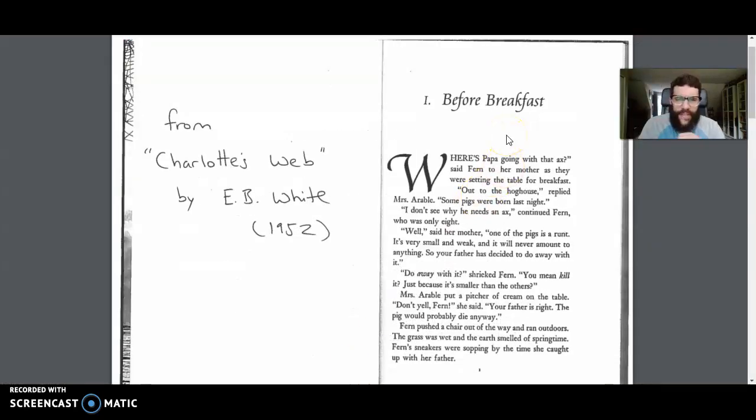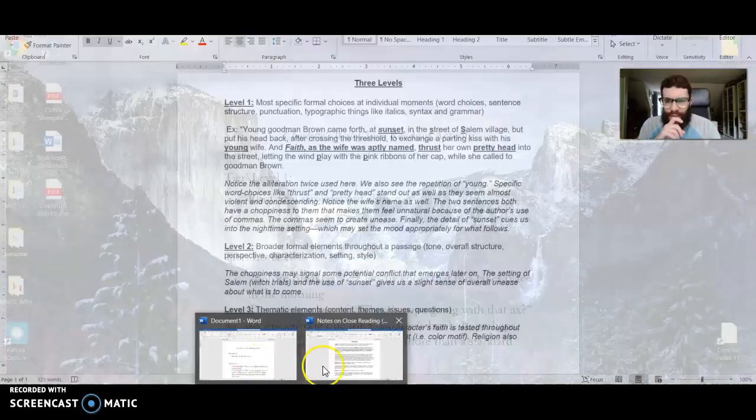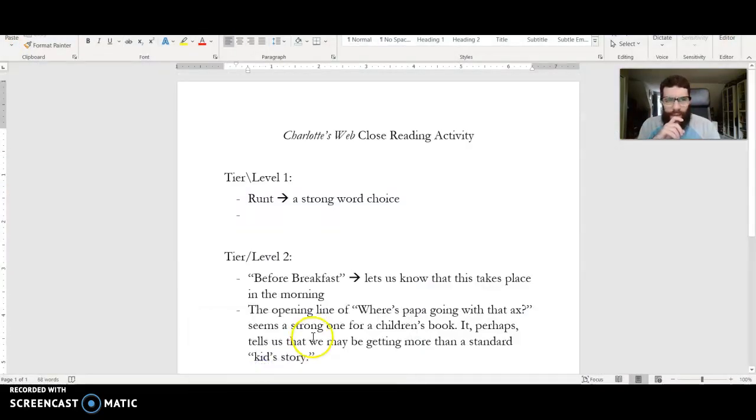This next line is even, I think, more telling. "It's very small and weak and will never amount to anything. So your father has decided to do away with it." Now, not to jump the gun here, but I think this potentially has a lot to do with something thematic, and this idea that things that are perceived as small and weak are bad or less desirable than things that are large and strong. So I think there's something in what E.B. White is doing here.